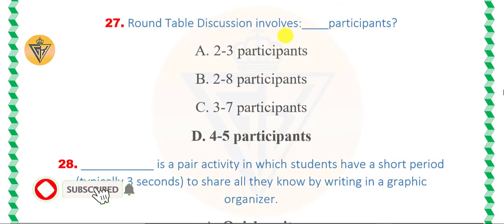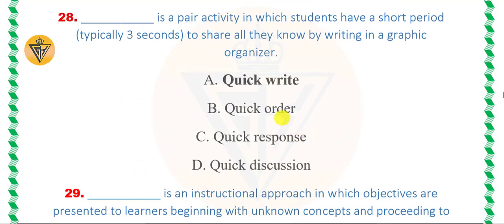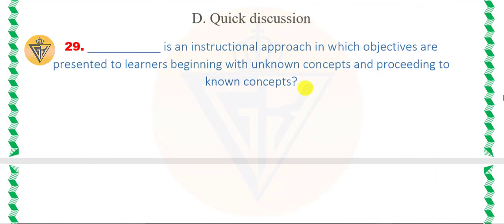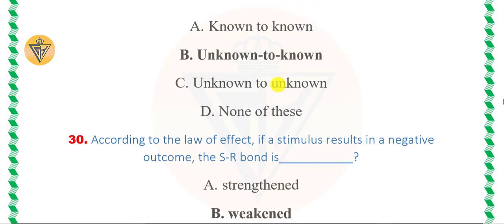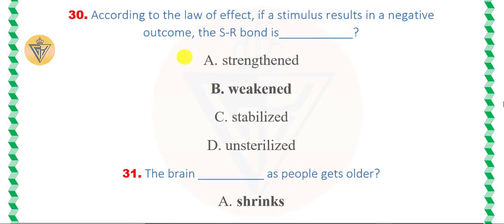Roundtable discussion involves dash participants. Involves 4-5 participants. Dash is a peer activity in which students have a short period, typically 3 seconds, to share all they know by writing in a graphic organizer. Option A, quick write. Dash is an instructional approach in which objectives are presented to learners, beginning with unknown concepts and proceeding to known concepts. Option B, unknown to unknown.